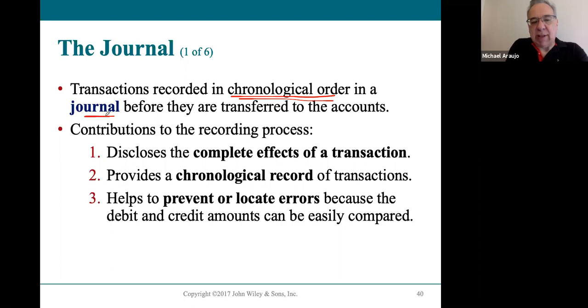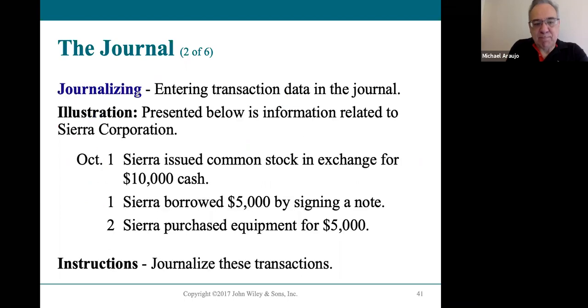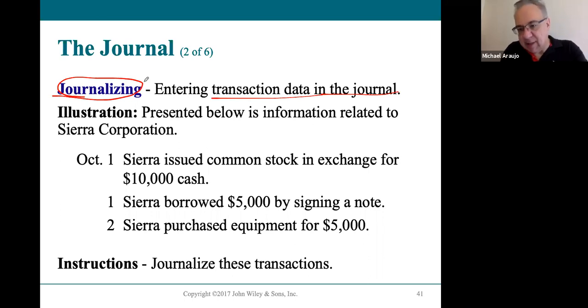It's also a great source for finding and locating various errors that happen when we do auditing and analysis, which is not something you have to worry about per se right now. The process of putting the data into the journal is what we call journalizing. When they want you to journalize these transactions, it simply means you're analyzing the data and putting that data into the journal.